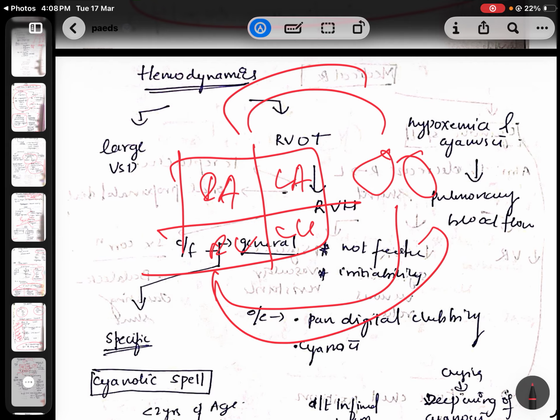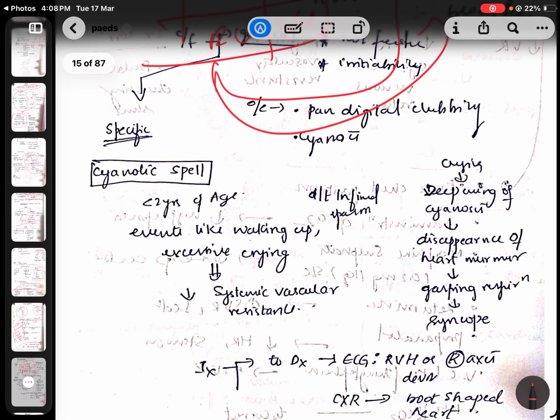For example, whatever has happened, you show that in the hemodynamics part rather than writing it in words. That makes things much more beautiful. Okay.